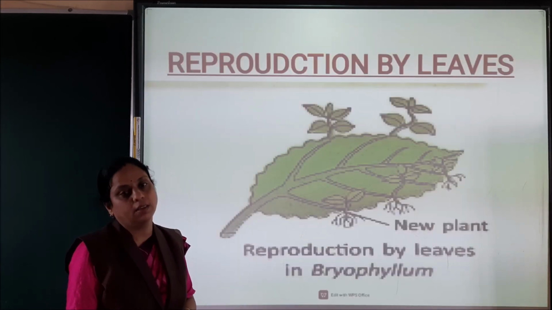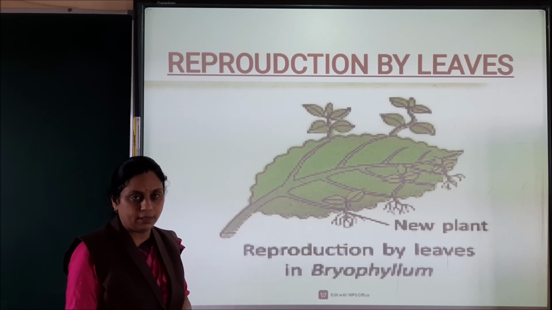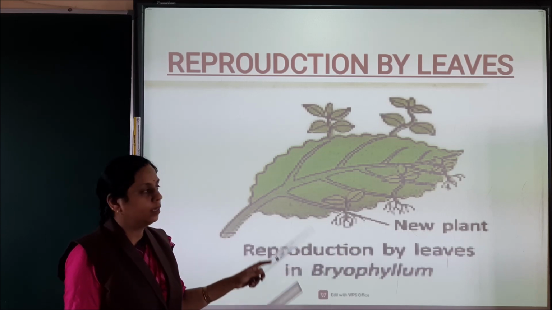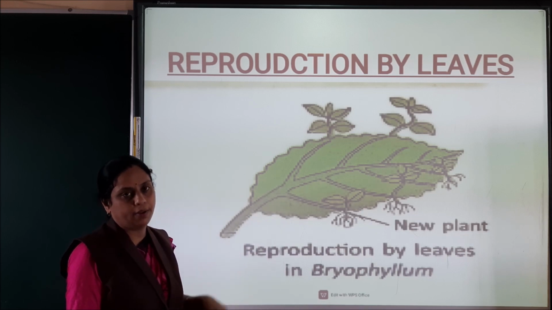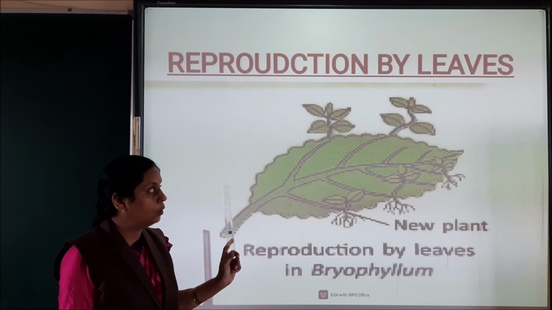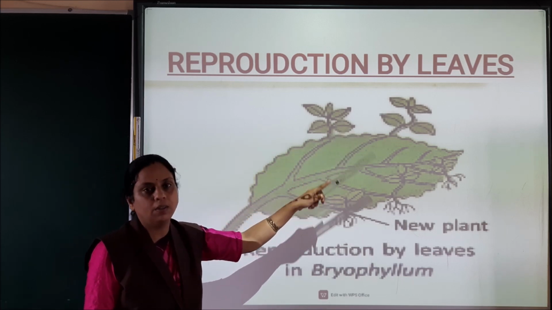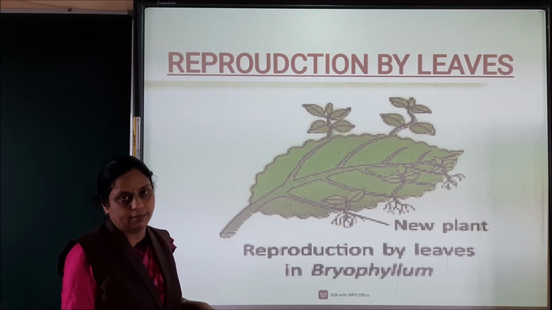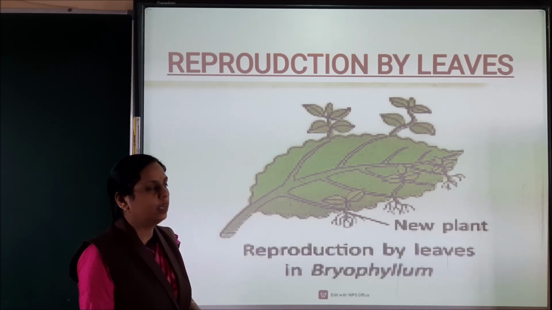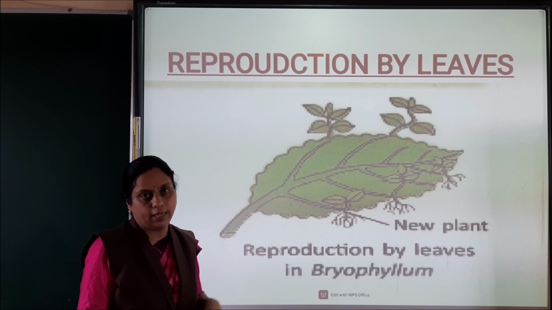Now next is reproduction by the leaves. The reproduction by leaves in bryophyte. This is the leaf of bryophyte. Now what can you see in this picture, children? Yes, you will see the small plants on the margin of the leaves. In this, what happens? On the margin of the leaf, small buds are there.